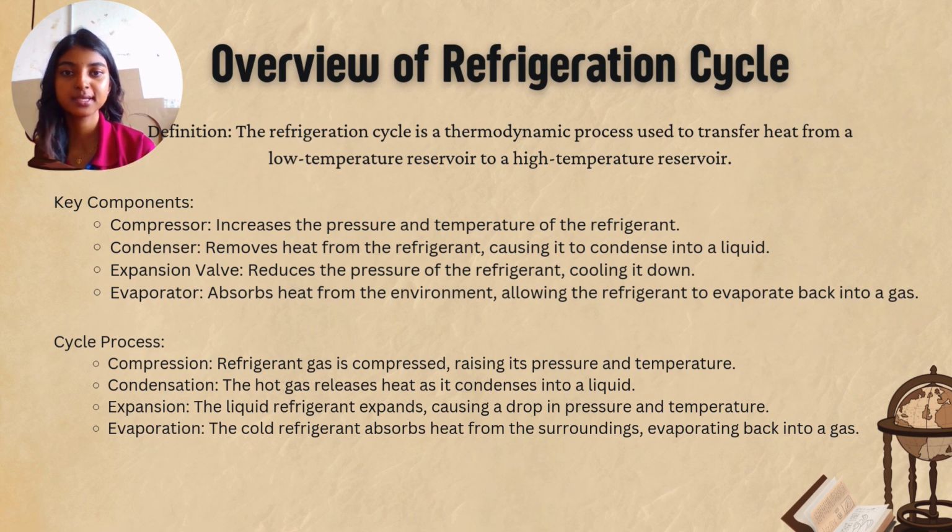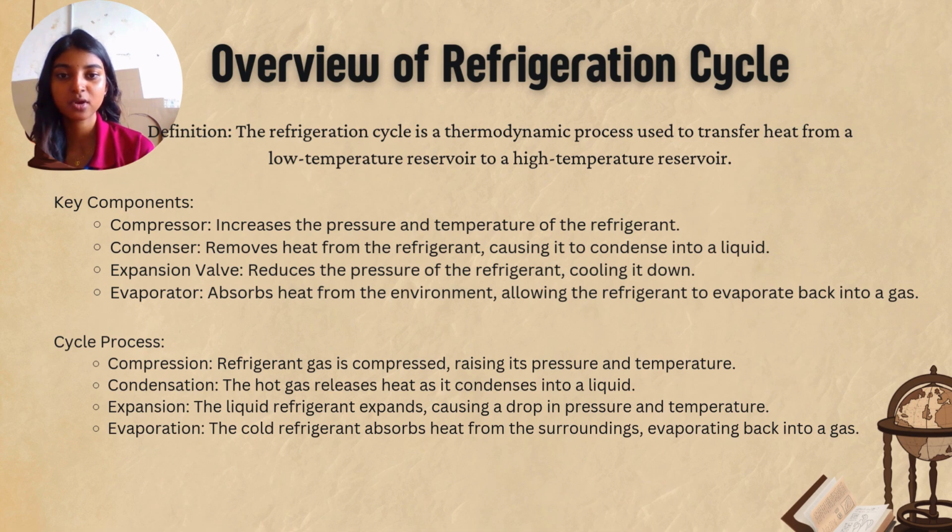The refrigeration cycle is a thermodynamic process used to transfer heat from a low temperature reservoir to a high temperature reservoir. Key components in the refrigeration cycle are the compressor, which increases the pressure and temperature of the refrigerant; the condenser, which removes heat from the refrigerant, causing it to condense into a liquid; the expansion valve, used to reduce the pressure of the refrigerant and cool it down; and lastly, the evaporator, which absorbs heat from the environment, allowing the refrigerant to evaporate back into gas.